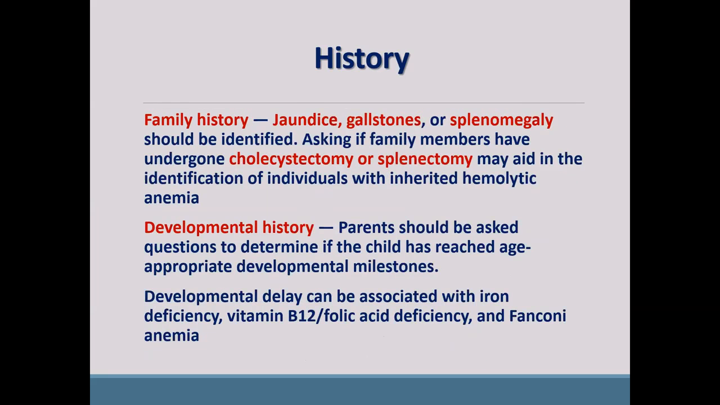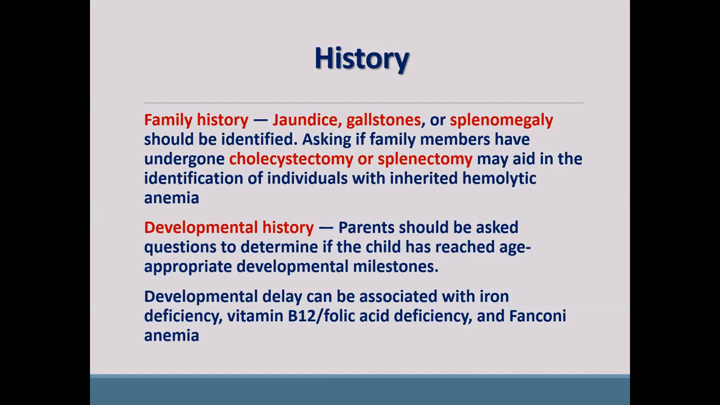Another point in the history is family history. By asking about a history of jaundice, gallstones, or splenomegaly should be identified. Ask if family members have undergone cholecystectomy or splenectomy. It may aid in identification of individuals with inherited hemolytic anemia.